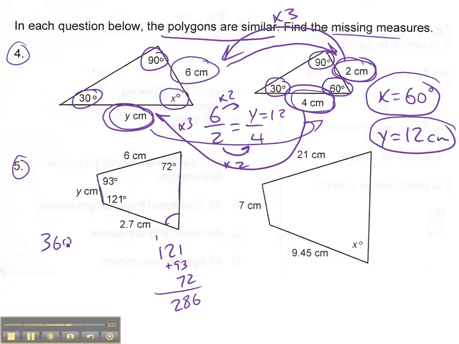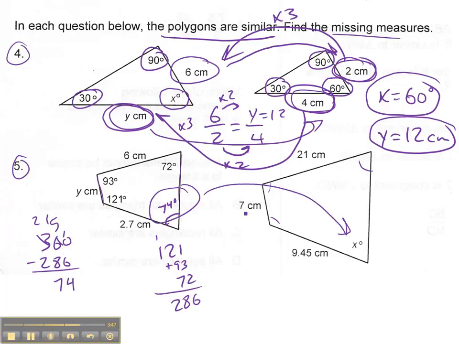We're going to subtract that from 360. Borrow here, making that 10. 10 minus 6 is 4. Borrow here, making that 15 minus 8 is 7. So this missing angle is 74 degrees. And just by sight, all these angles are lined up in the same position. So this 74 corresponds to angle x, and they told us the quadrilaterals are similar, so we know the corresponding angles are congruent, so x equals 74 degrees.